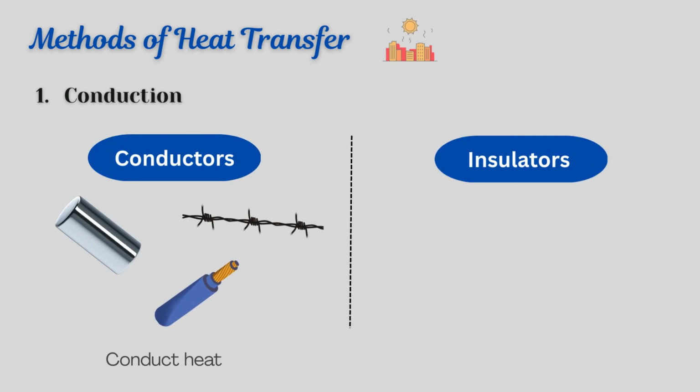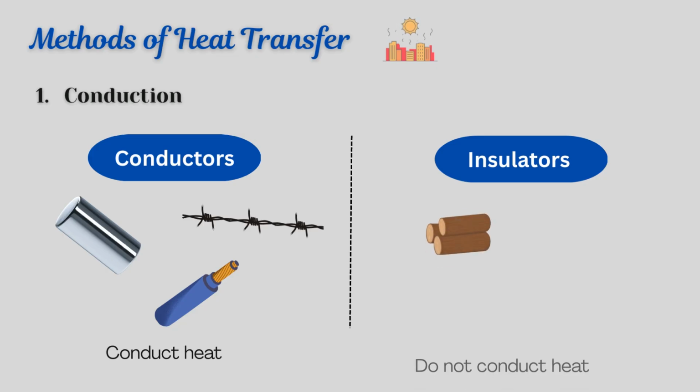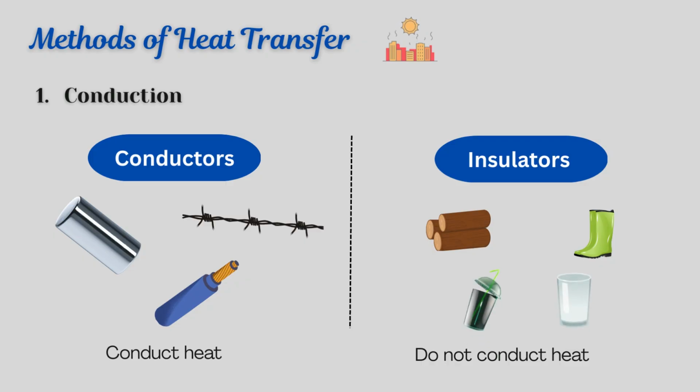Substances that conduct heat are called conductors. For example, metals. Substances which do not conduct heat are called insulators. Examples are wood, rubber, plastic, glass, cloth.